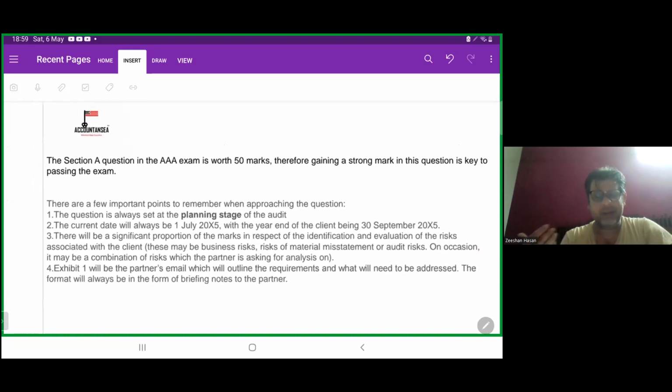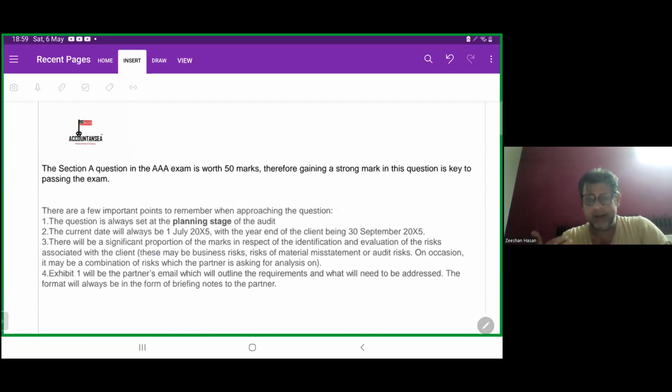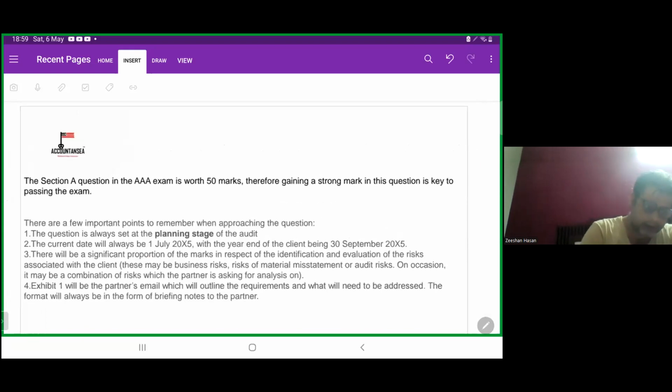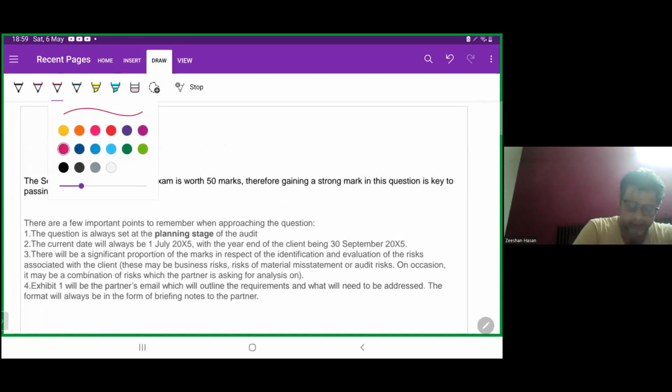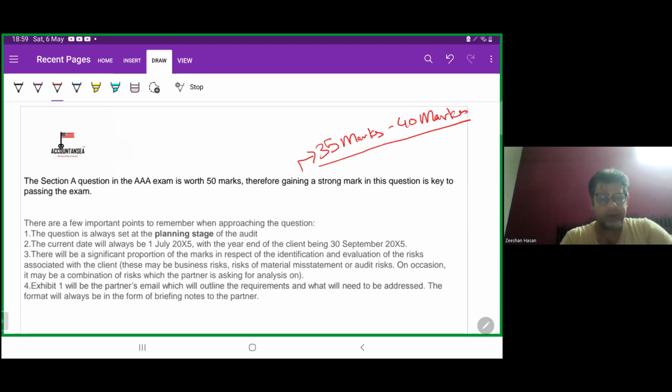The section A question in the Advanced Audit and Assurance exam is worth 50 marks, as we all know, right? Therefore, to gain a strong mark in this question, I must suggest that you focus and be determined to score 35 marks to 40 marks to increase the chances of passing your exam, right?